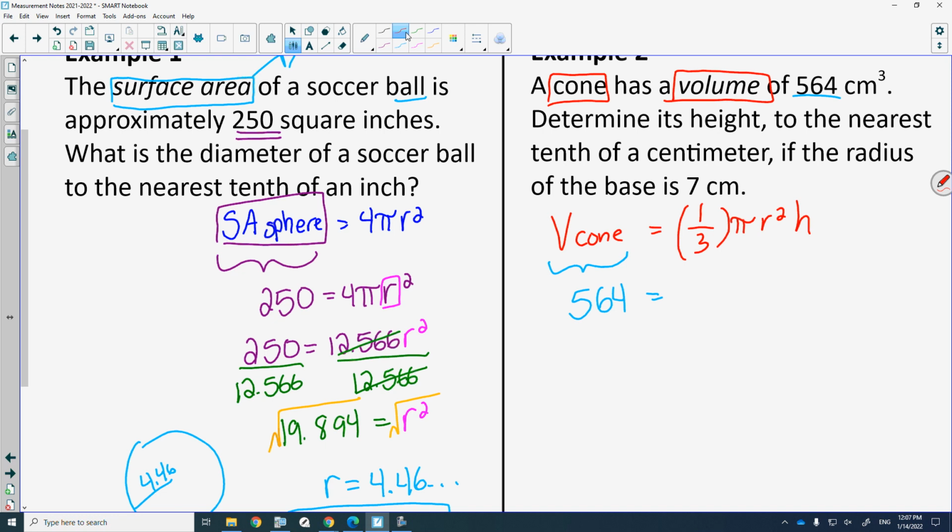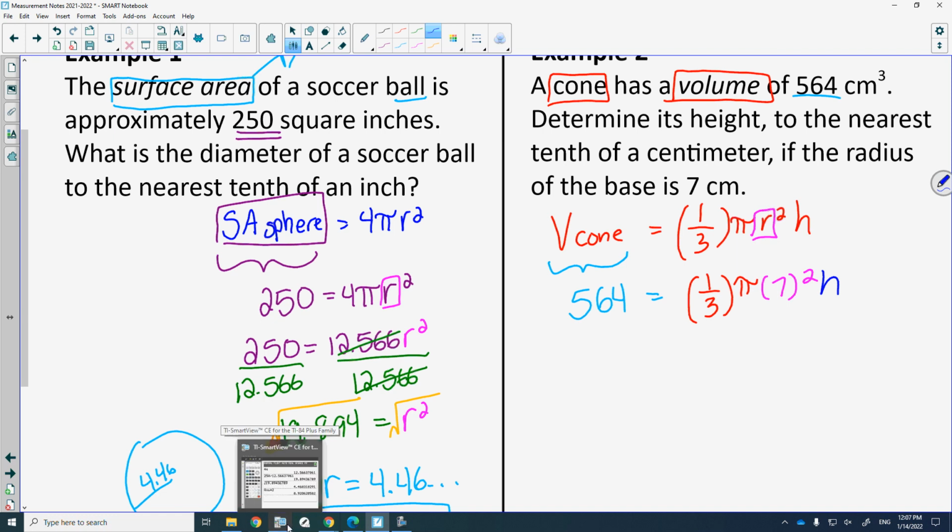That is equal to 1/3 pi. Let's see what else we have. They told us that the radius is 7. So that means that the 7 is the radius. So 7 squared. And what we are left with, which is what we're going to end up isolating, is height. And it actually says here, determine its height. That's the only variable that we're missing. So you could do the exact same thing that we did with sphere. It's this number times this times this. So let's figure out what that would be. So we're going to figure out 1/3 pi times 7 squared.